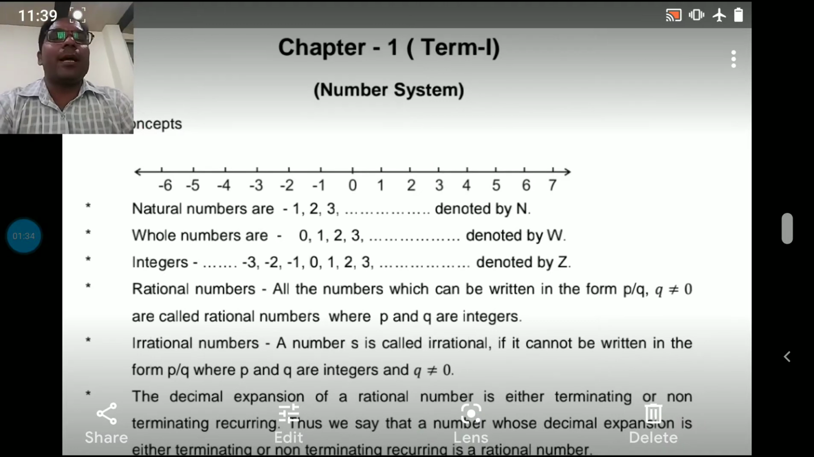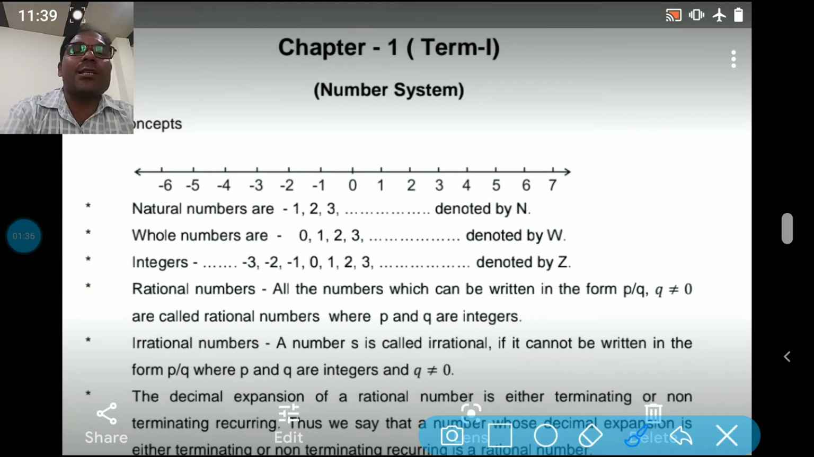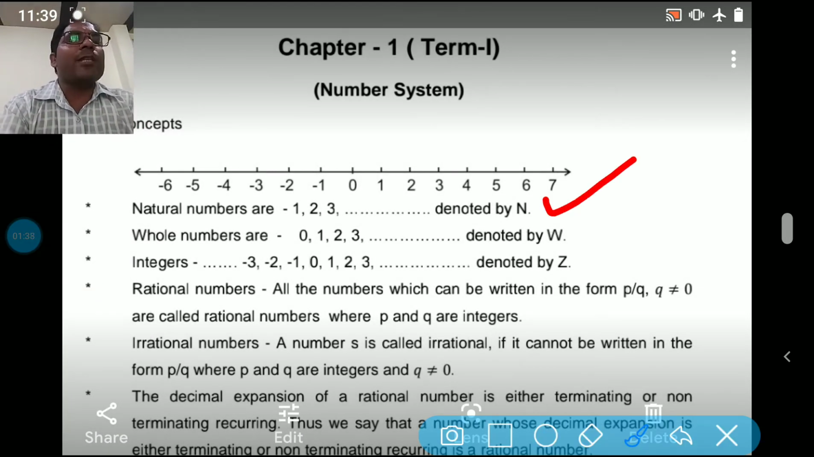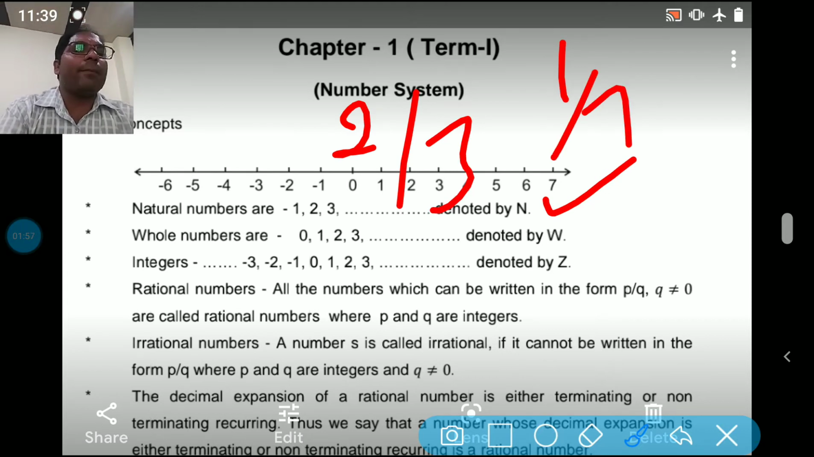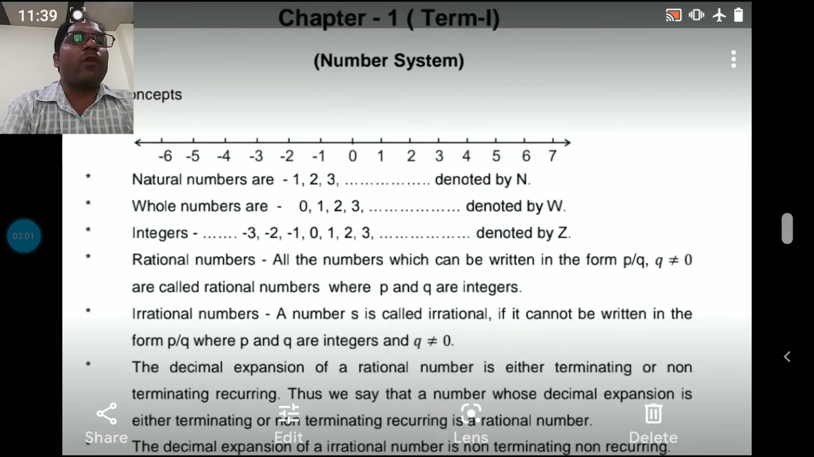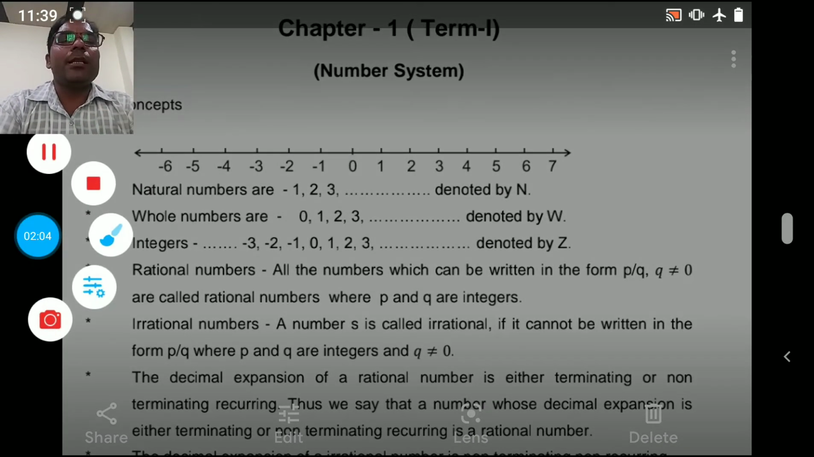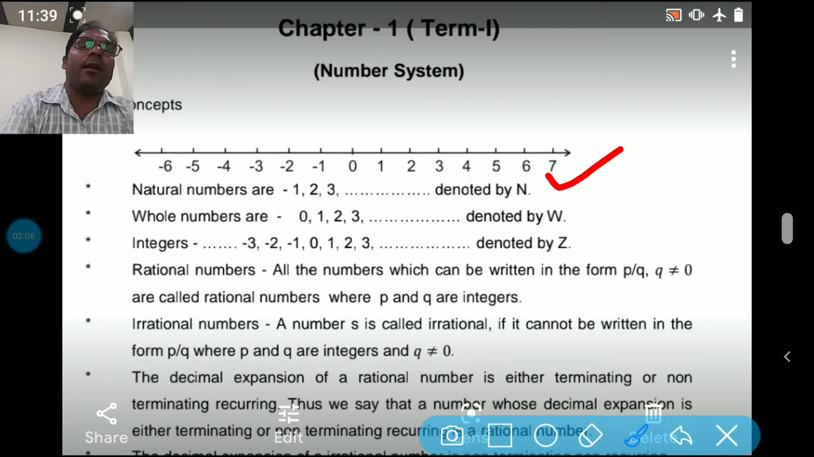Here are some points; I am going to explain point-wise. Natural numbers start from 1, 2, 3, 4, 5, 6 up to infinity. All the positive integers starting from 1 are natural numbers. Natural numbers can never be 2 upon 3 or 1 upon 7. A natural number is a complete number. These numbers starting from 1 are known as natural numbers.